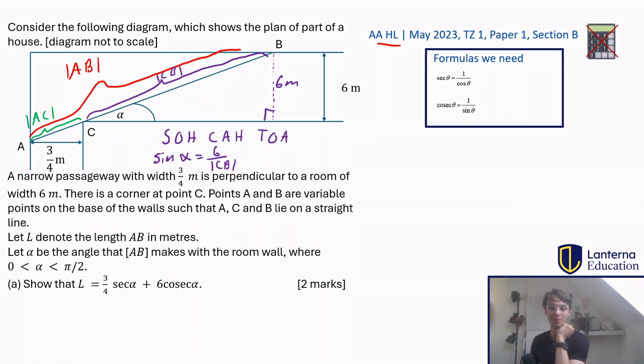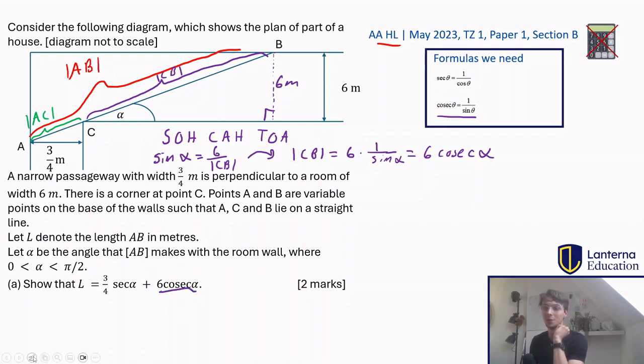So we now know that we can isolate CB. From this, the length CB will be 6 times 1 over sine alpha. And what do you know? 1 over sine alpha, if we look in your formula booklet right here, is cosec alpha. So that'll be 6 cosec alpha. Okay, well, we've got this part of the equation, so hopefully if we now do the green bit, the length AC, we'll get the 3 over 4 sec alpha, but let's see.